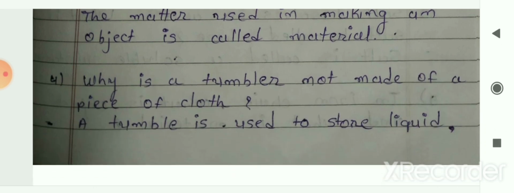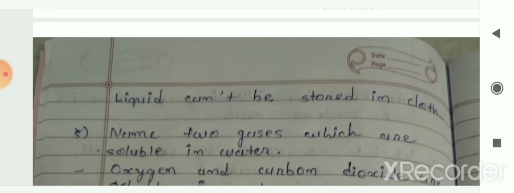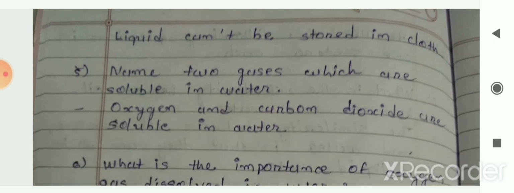The next is, why is a tumbler not made up of a piece of cloth? A tumbler is used to store liquid, and liquid cannot be stored in cloth. So that's why we make the tumbler from metal or plastic. We are not using a piece of cloth to make the tumbler.